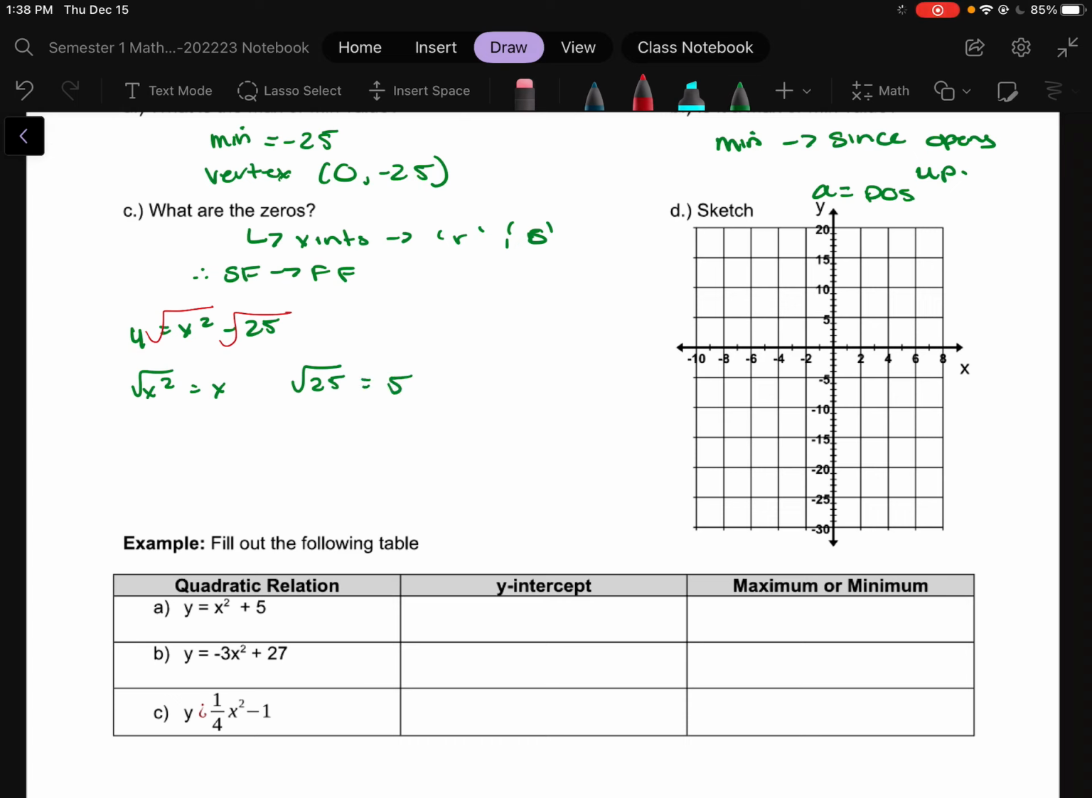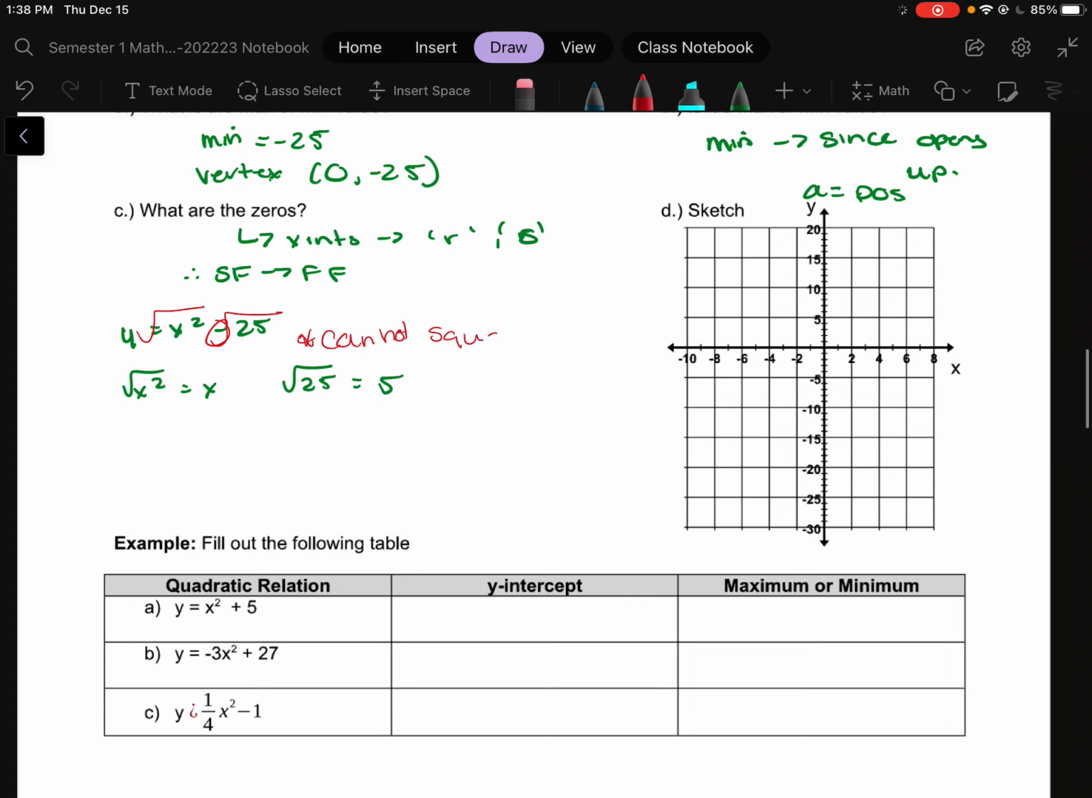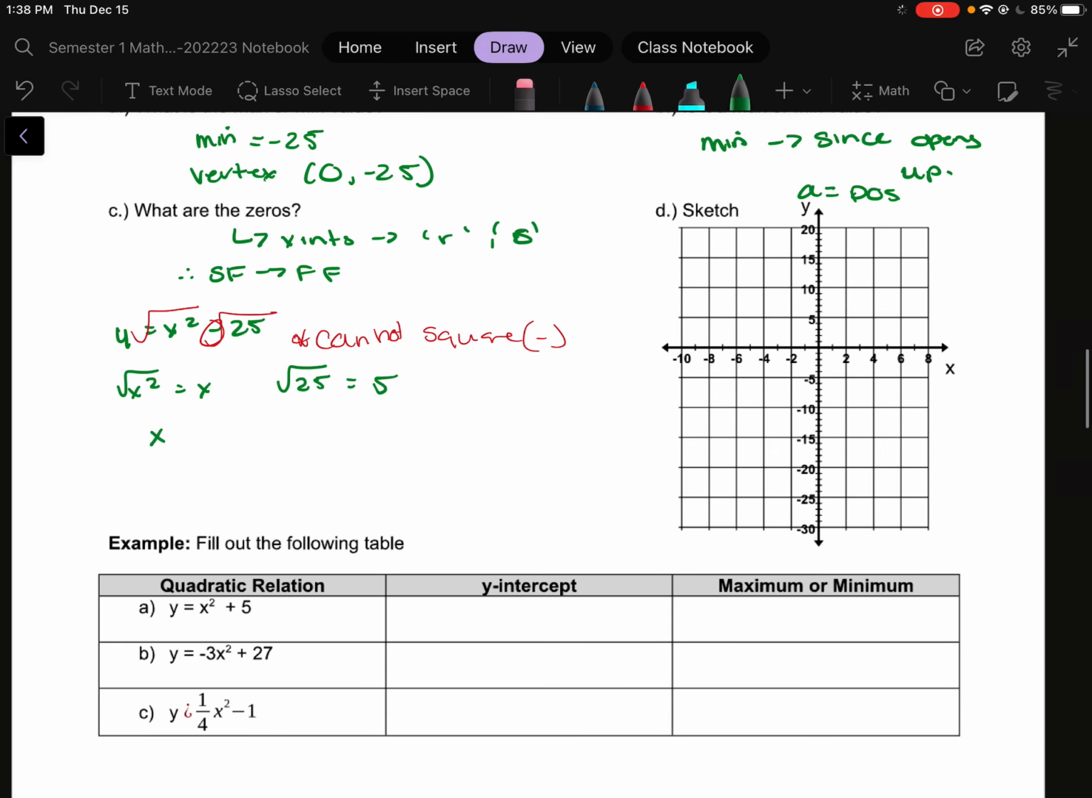And you're like, Miss, but this is a -25. We cannot square root negatives. So we have to keep it positive, and we'll worry about the negative afterwards. So we are left with x plus 5, and because it's negative, we're going to keep an x minus 5. And so our R is going to be equal to -5, and our S is going to be equal to +5. So therefore, we have -5 and 0, and then we also have 5 and 0. Therefore, those are our zeros.